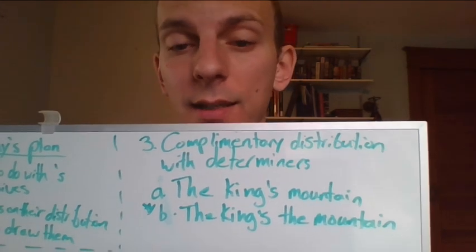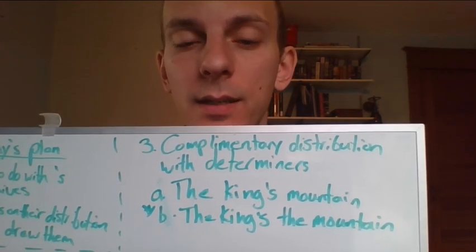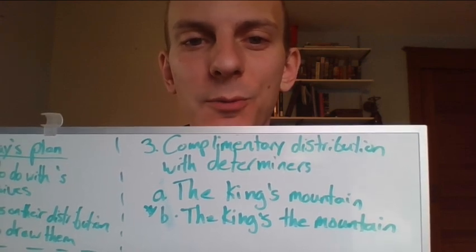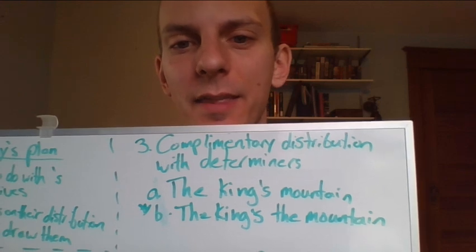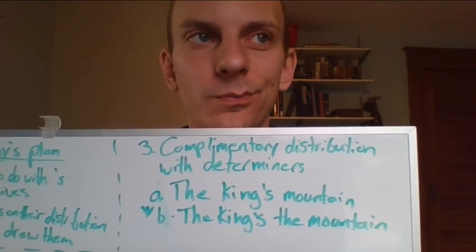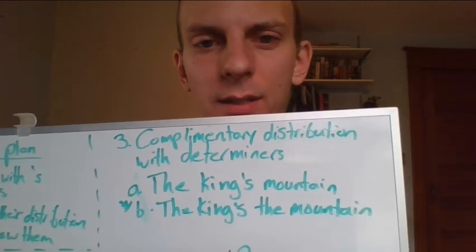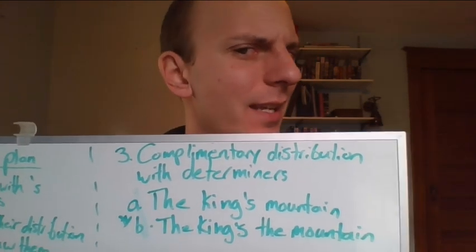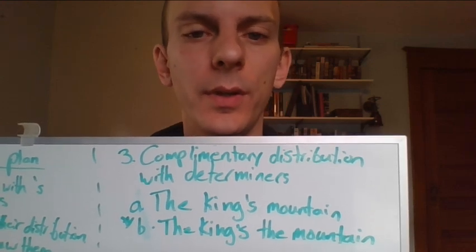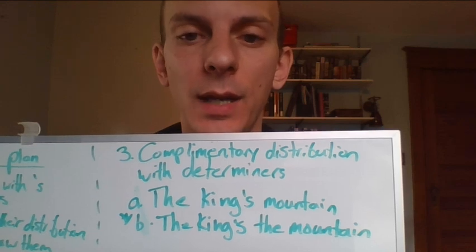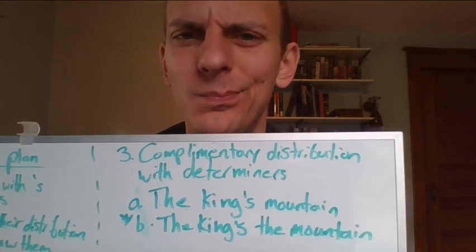So you can get the King's Mountain, where you have that apostrophe S before mountain, but you can't get a sentence like the King's the mountain. That's ungrammatical, right? The King's the mountain, the King's a mountain. That means that the king is a mountain, and that's not what we want. We want the apostrophe S possessive. So it's the King's mountain, not the King's the mountain.